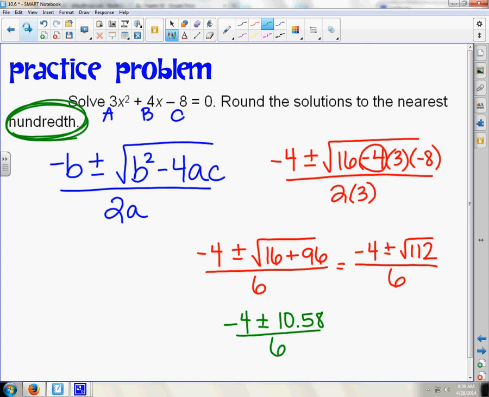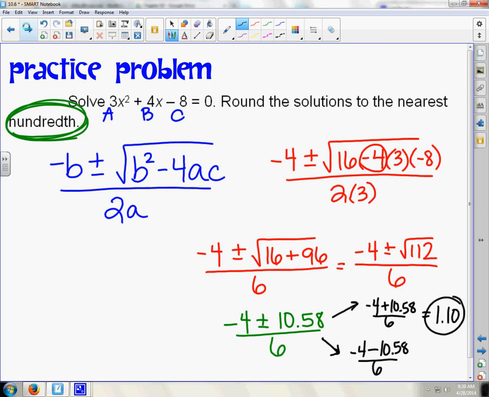10.58 all over 6. Once I get to the point where I have whole numbers, I have to do my operation twice. So I'm going to have negative 4 plus 10.58 over 6 and negative 4 minus 10.58 over 6. So negative 4 plus 10.58 is 6.58 divided by 6 is 1.10. Negative 4 minus 10.58 divided by 6 is negative 2.43. And those are the 2 answers that you're trying to get.